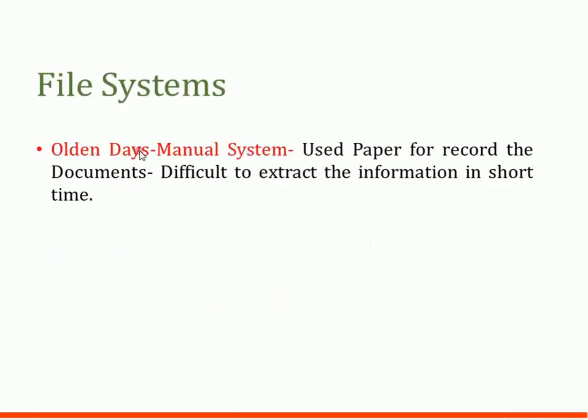In the olden days, we might have used the manual system, which consists of pen and paper. So we have used paper for the record of the documents. The difficulty is that it is difficult to extract the information in a short time. When you want to search for particular information, you have to search the entire document, and it becomes difficult to extract in that particular short period of time.